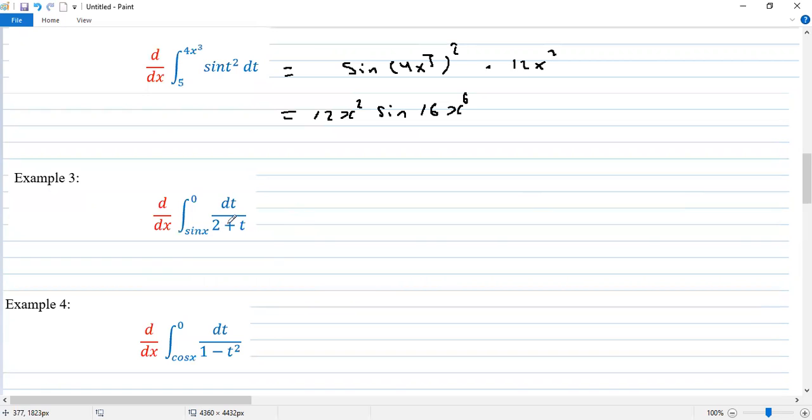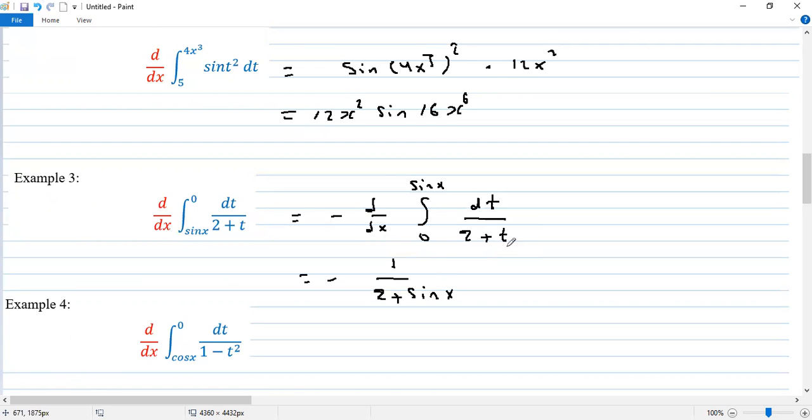Now, example number 3: from sine x to 0. This one can be written as minus d/dx from 0 to sine x, as explained above. Now this one is dt over 2 plus t. So the answer will again be minus here. The answer of this one, with t being sine x, will be 1 over 2 plus sine x.